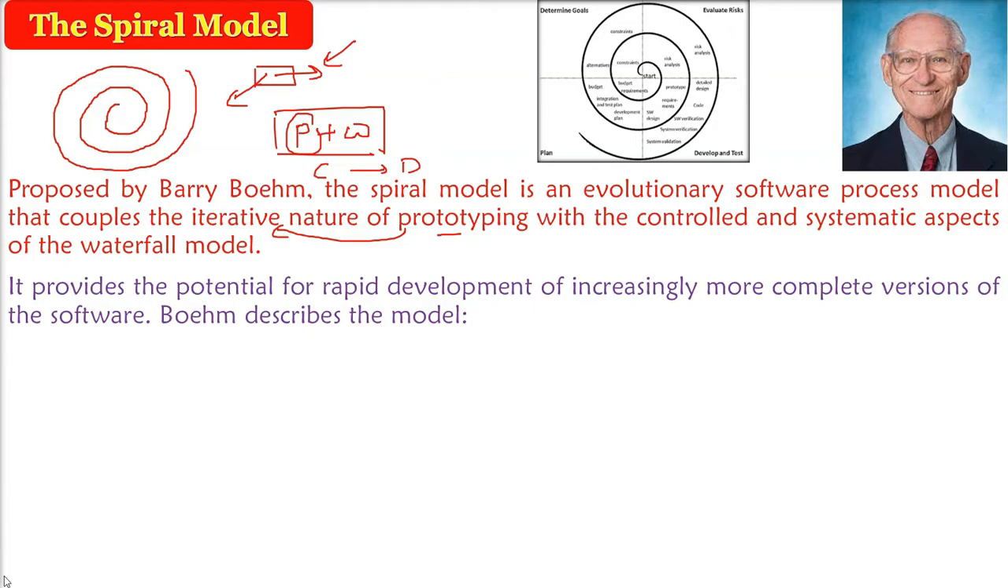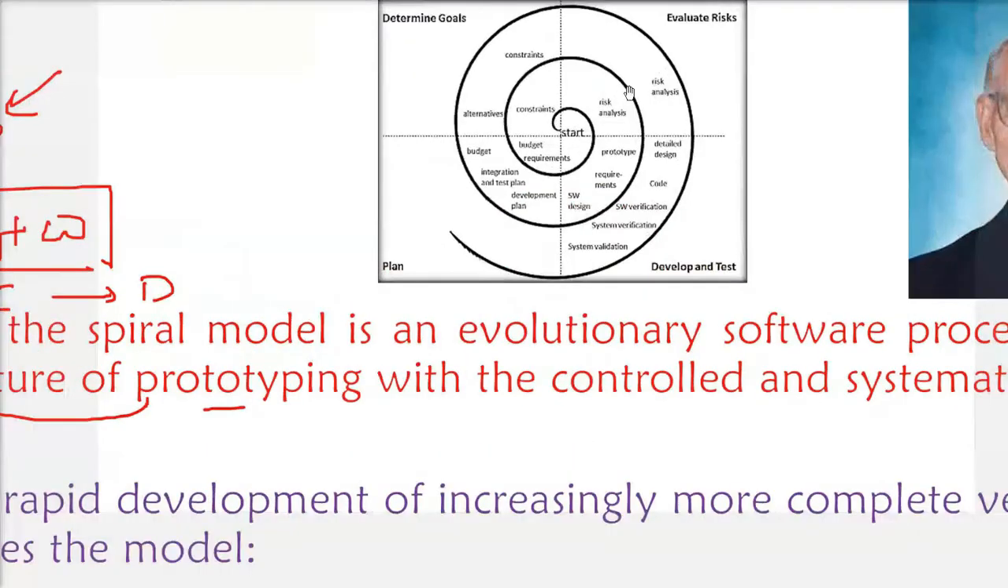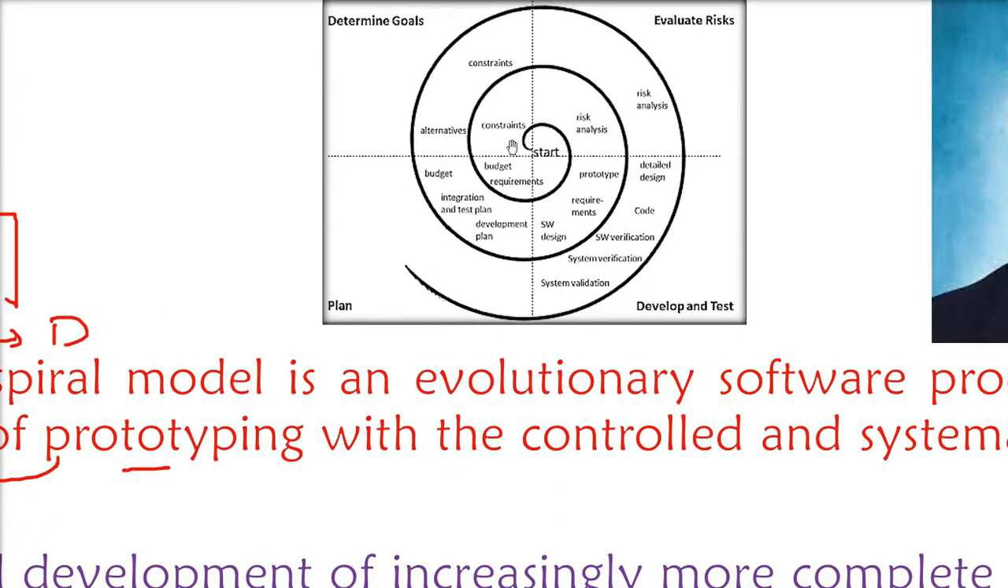So let me tell you, you will see these four quadrants in a spiral model. First, you have to plan. Now you have a budget. You have to plan according to the budget. You have to plan what will be the development. You have to plan the project. You have to plan the time, cost, schedule, everything, and the test planning.